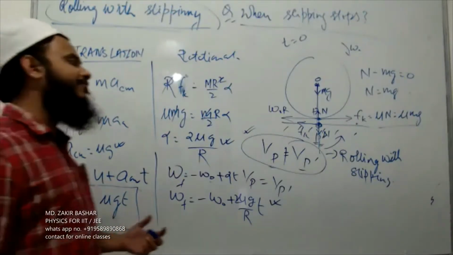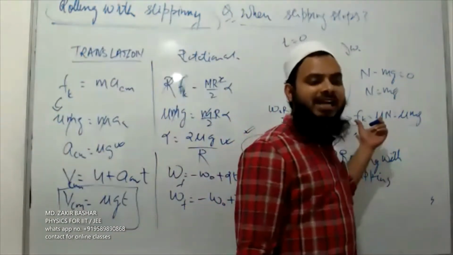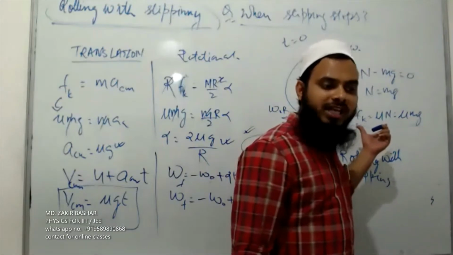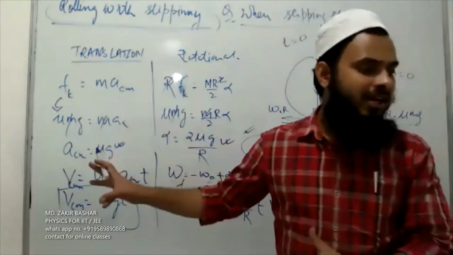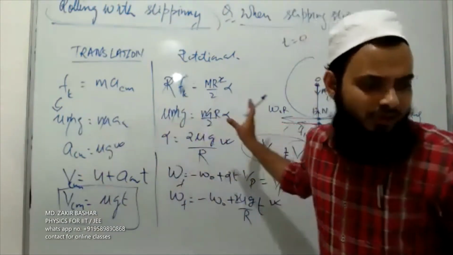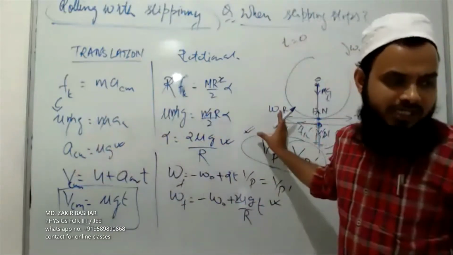It is because Fk is not acting on the center of mass. Fk is acting at a point other than the center of mass. Is it clear, Vaishnavi? Due to the Fk force, this disk will gain translational motion. This disk will do translational motion as well as rotational motion.